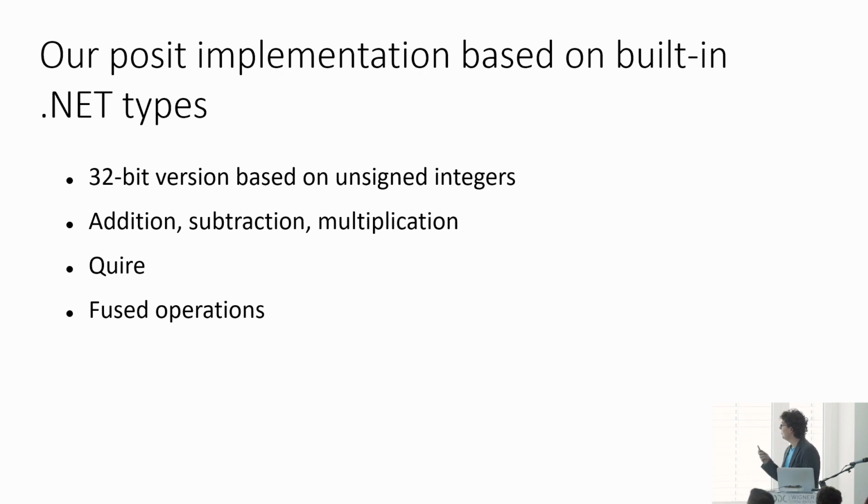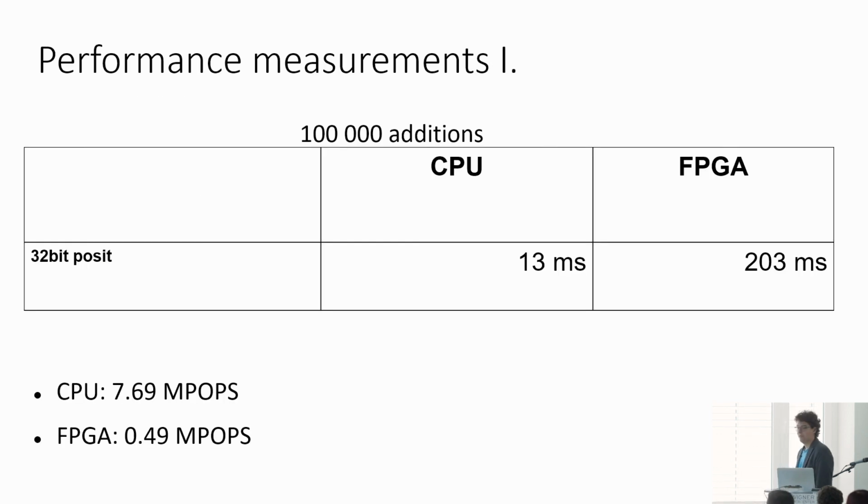Our implementation is a 32-bit version. It uses unsigned integers as an underlying structure. We got addition, subtraction, and multiplication working so far, so work is ongoing. And we also support the quire and fused operations, such as fused addition and fused multiply add. And we have made some performance measurements. Our benchmark test was performing 100,000 additions both on the CPU and on the FPGA board.